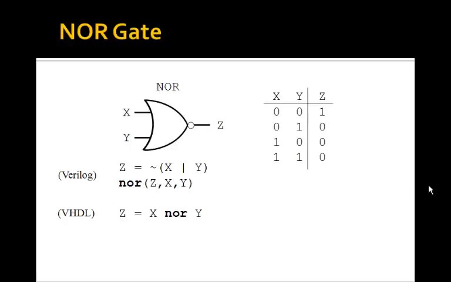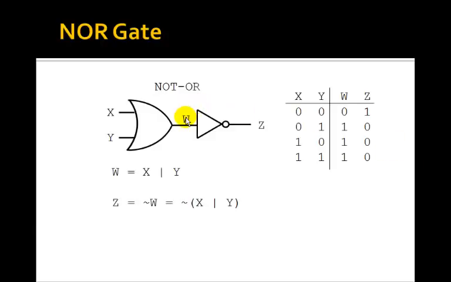Here's the symbol for a NOR gate. It looks like an OR gate with this bubble at the output. Here the output Z of a NOR gate is 1 only if both inputs are 0, and it's 0 if any of the inputs are 1. It's just a NOT OR function in Verilog, and again in VHDL you type out the word NOR.